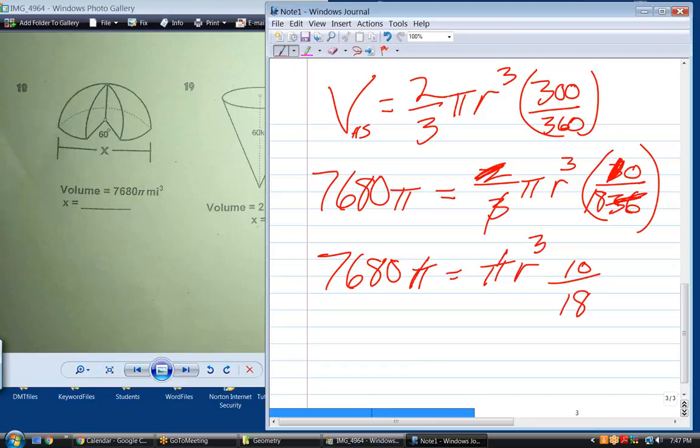Now I can cross out the pi's. So now r cubed is equal to 18 over 10, the reciprocal, times 7680, no pi. Now I can cross off that 10 with that 0. And now r is the cube root of that product. You know how to find cube roots on your calculator? Yeah. Okay.